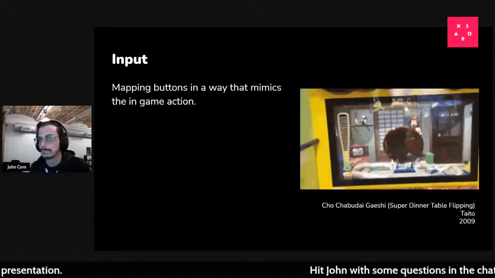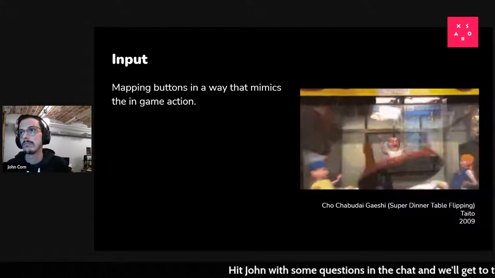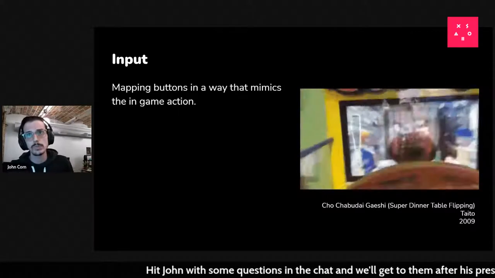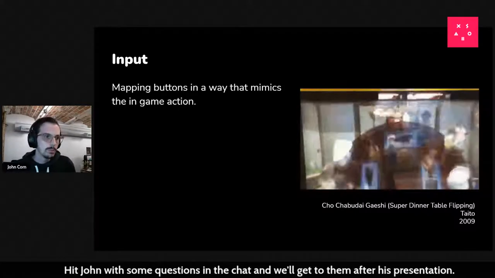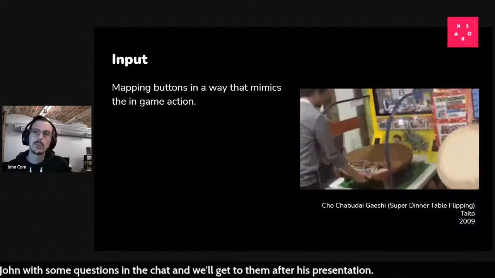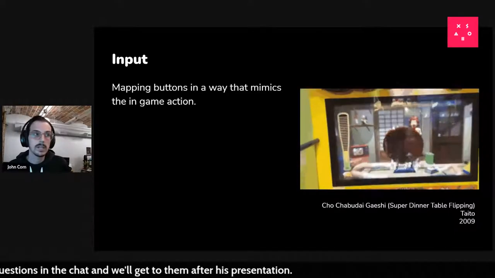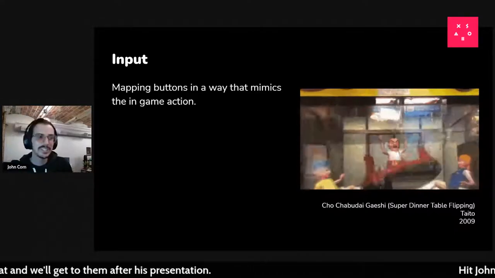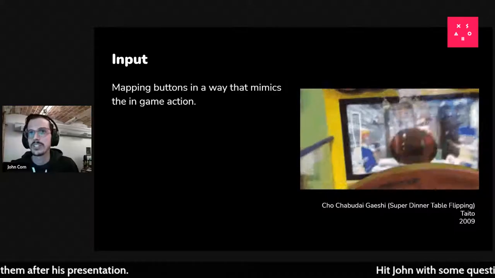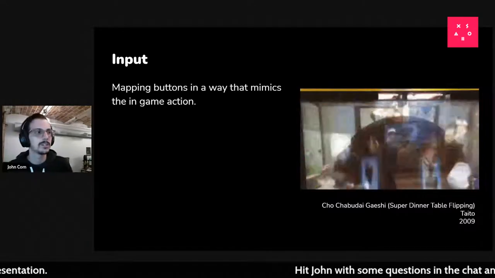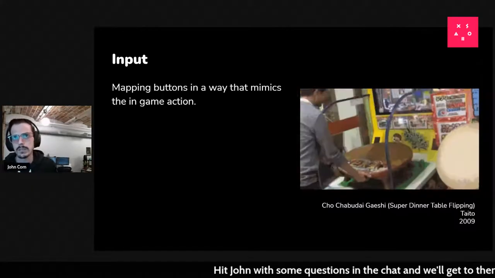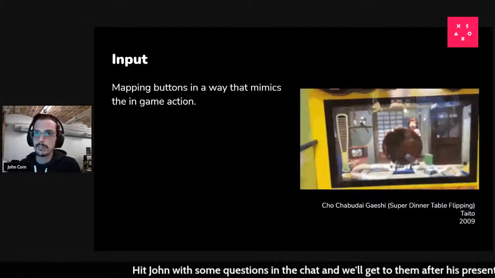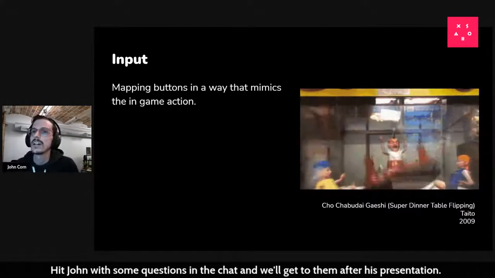So first we have input. It's the mapping of buttons or just how you interact with the game, and a good feel action. So this right here is Super Dinner Table Flipping, a game I really enjoy. They have, or they used to have it, I don't know if they still have it, at the Chinatown Fair in Chinatown.